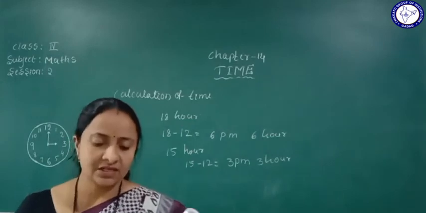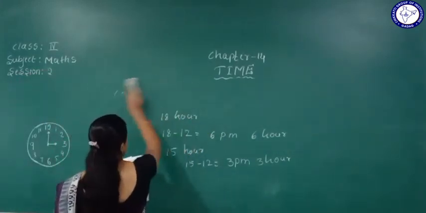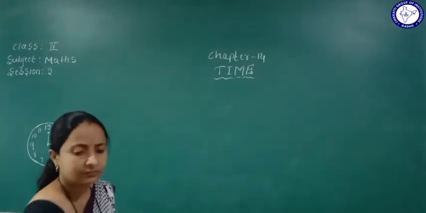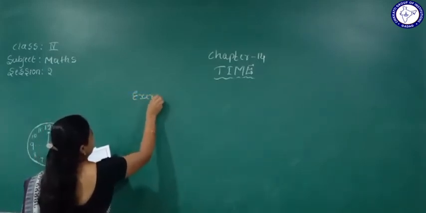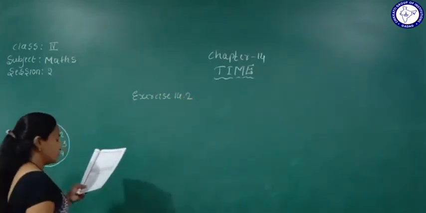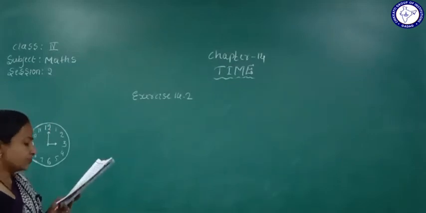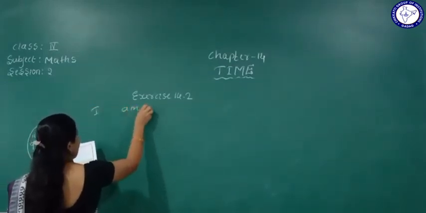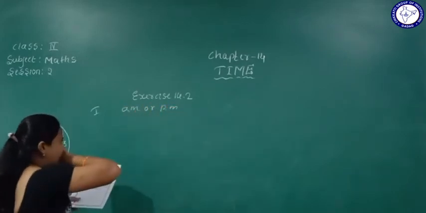Yes, so they have given the exercise here, exercise 14.2. Yes, we'll do exercise 14.2. Write the following times as anti-meridian or post-meridian. First one they have given here, AM or PM.